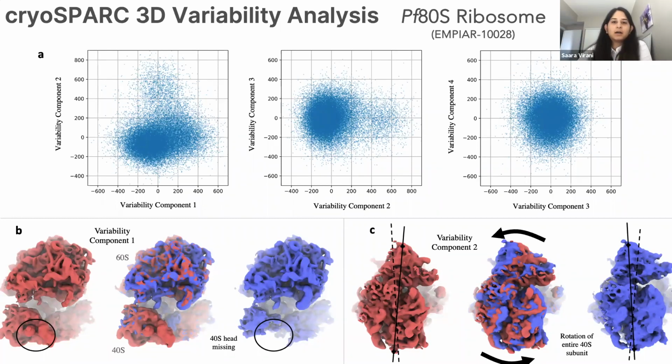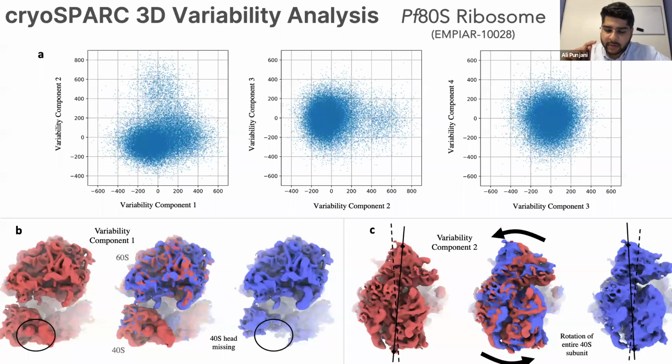Relatedly, how would the size of my data set or the number of particles affect the number of components that I might initially choose to start off with? Great. So the size of the data set will actually be surprisingly not related to the number of components that you can solve. It'll be related in the sense that if you don't have enough particles, you won't be able to solve any components well, or you won't see all the different motions since they won't be well sampled.